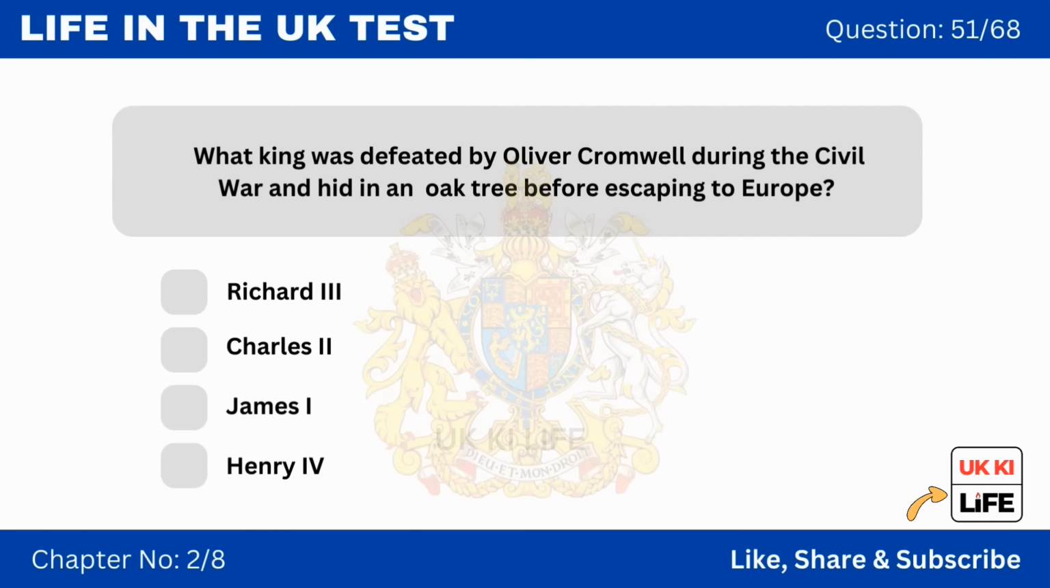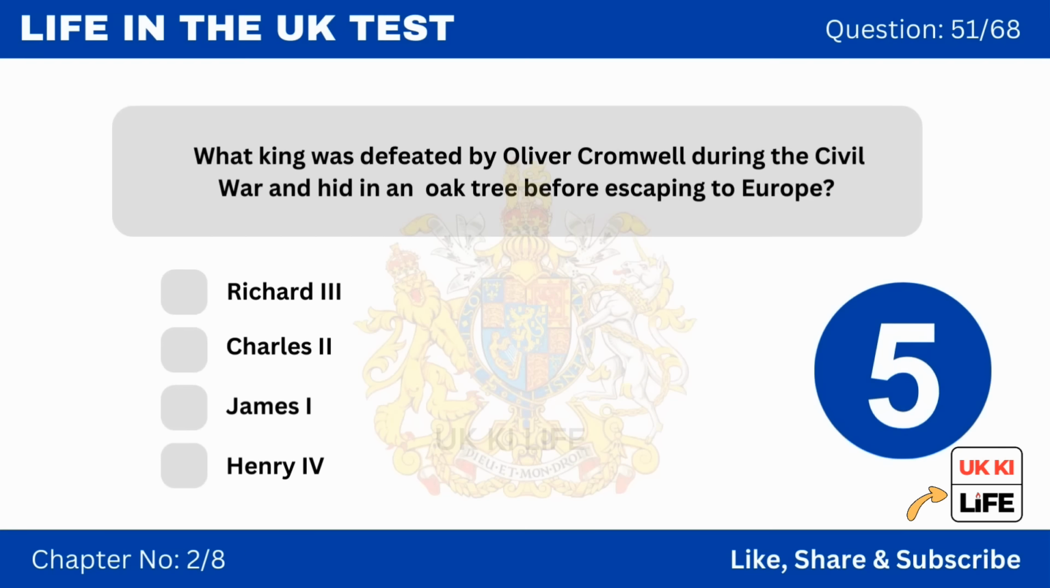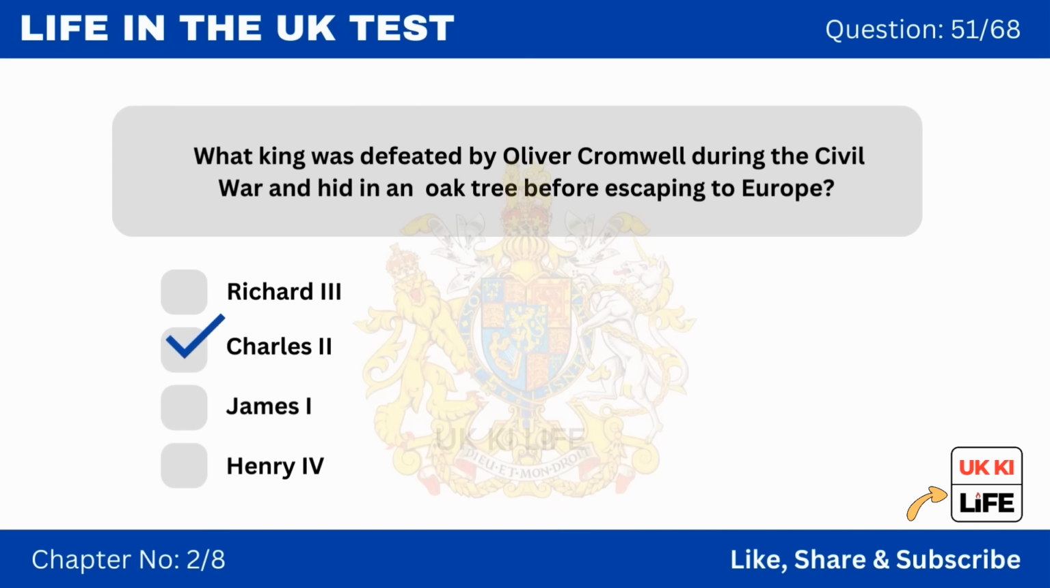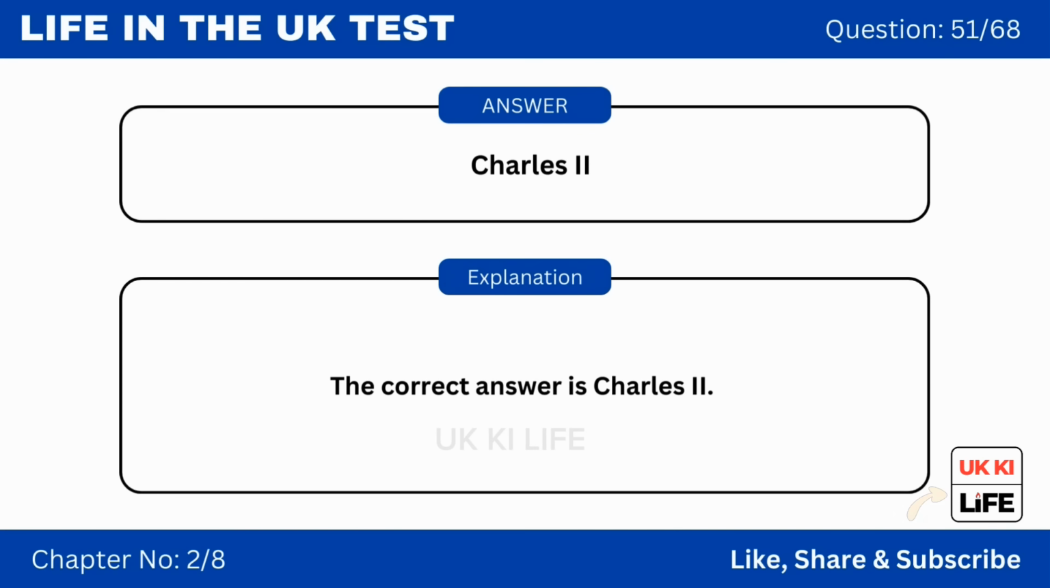Question 51. What king was defeated by Oliver Cromwell during the Civil War and hid in an oak tree before escaping to Europe? Richard III, Charles II, James I, Henry IV. The correct option is B. Explanation. The correct answer is Charles II.